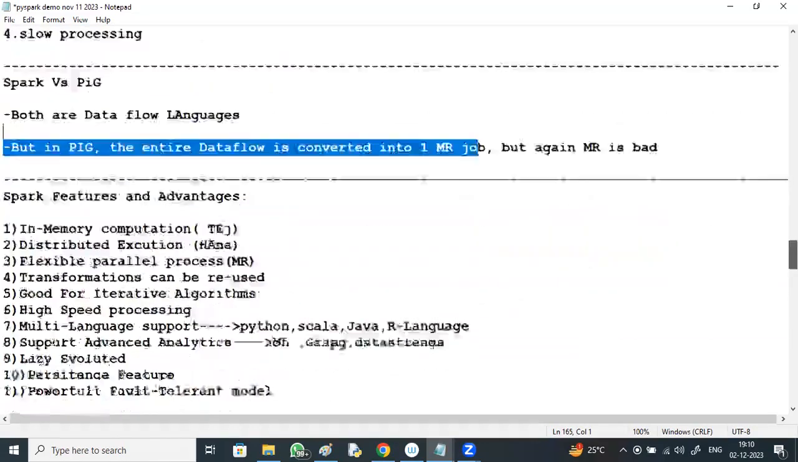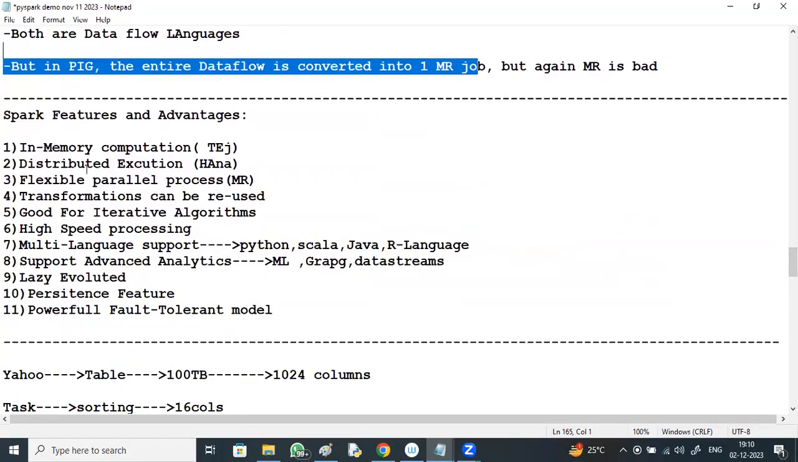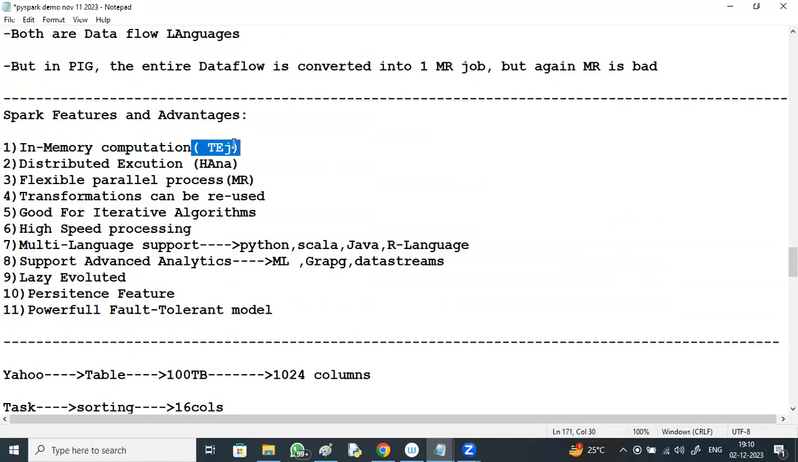Spark features and advantages. From the discussions we had: in-memory computations, which MapReduce technology doesn't have. Distributed execution. Flexible parallel process, where MR has the drawback. Transformations can be reused here in Spark. Good for iterative algorithms. Very high-speed processing. Multi-language support like Python, Scala, Java, and R, so you can implement Spark in multiple languages. Spark supports advanced analytics like machine learning, graph, and data streams.